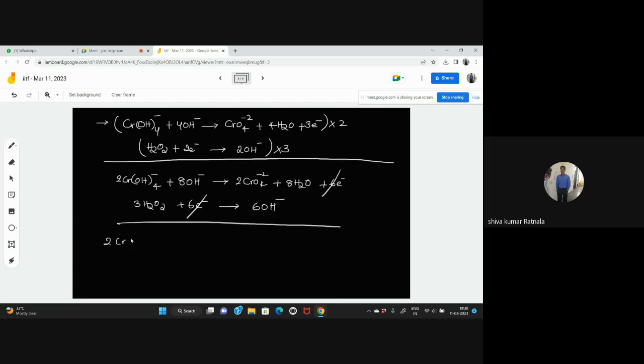2[Cr(OH)4]⁻ + 3H2O2. Here left side 8 OH and right side 6, so on the left side how many we will get? 2OH⁻ gives rise to 2CrO4²⁻ + 8H2O. Now see, all are balanced or not?